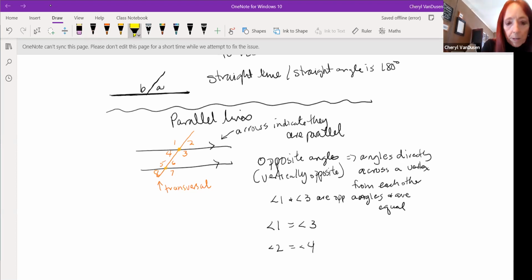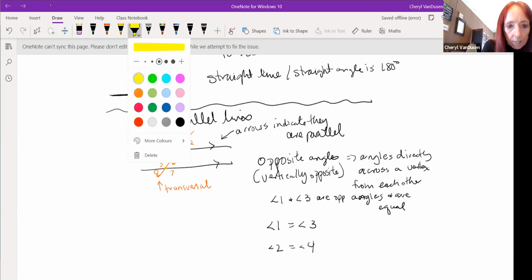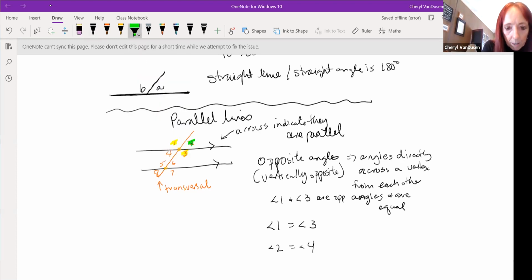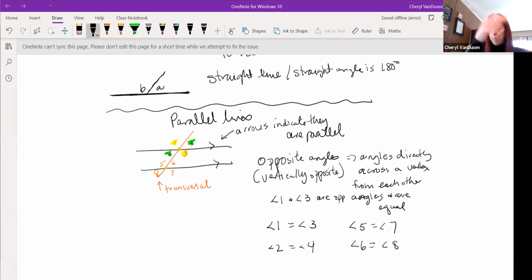So if we want to do a little bit of highlighting, this guy equals that guy, and I can change, that guy equals that guy. And similarly down below, angle 5 and angle 7. So angle 5 equals angle 7 because they're opposite angles. And angle 6 equals angle 8. So we get a whole bunch of equality happening here. Okay, so that's opposite angles. That's one of the types of angles that you're required to know.